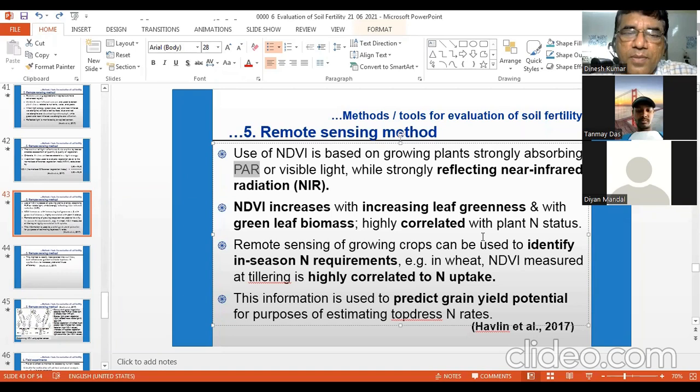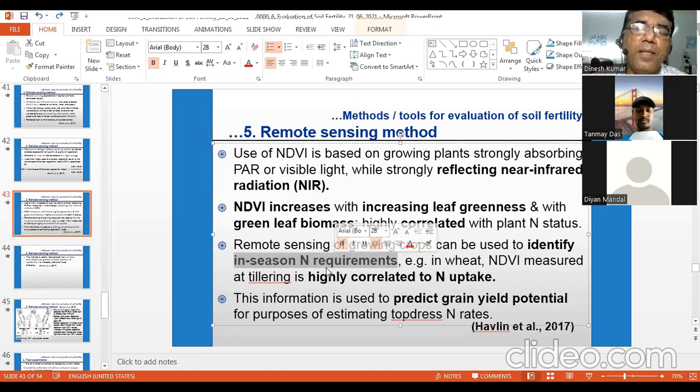plant nitrogen status. Remote sensing of growing crops can be used to identify in-season nitrogen requirement. That is the advantage. When your crop is in the field, you can employ this for in-season nitrogen requirement. This subject has advanced in the USA and Australia. It is in a very advanced form there, and they use nitrogen based on this NDVI. They employ it in precision farming because their farm fields are bigger, and they use this technique to find the right time of nitrogen application. So in real time we can know the status of nitrogen, whether it is sufficient or low, by this technique, and we can apply the nitrogen if required.